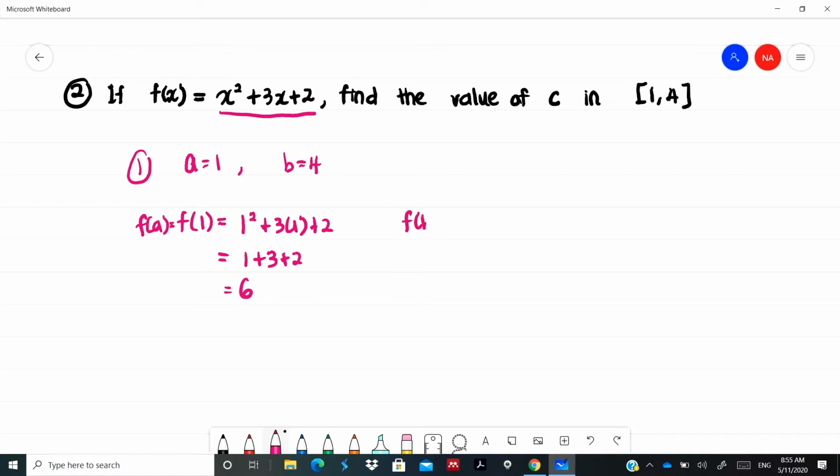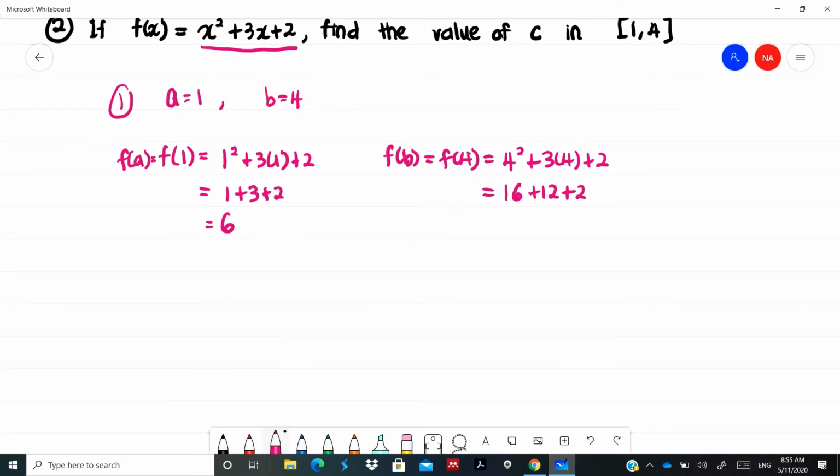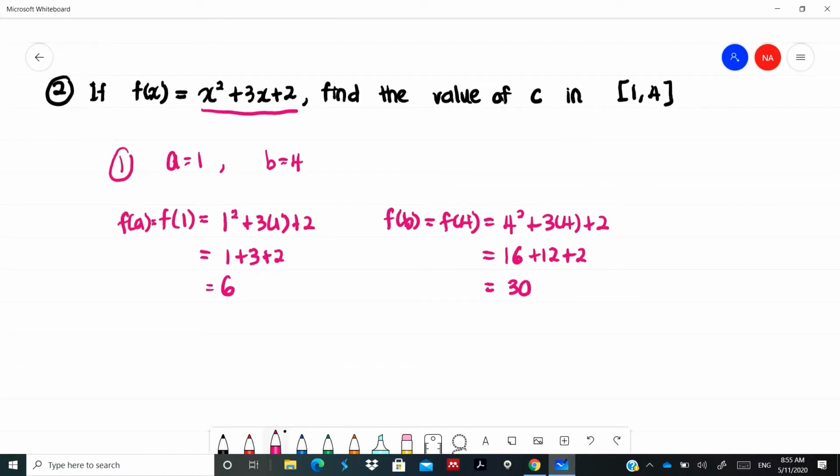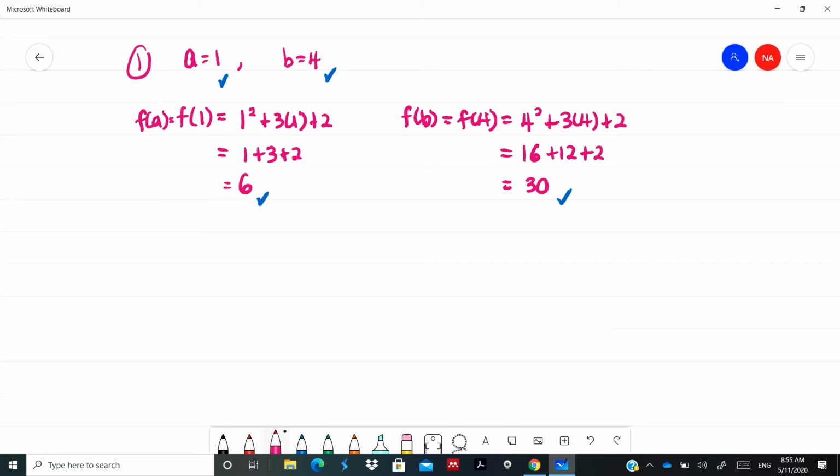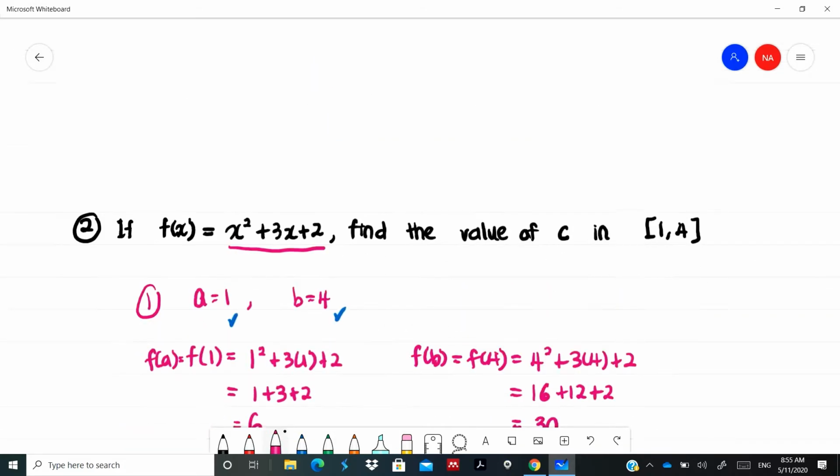For f of b, that is f of 4, which is 4 squared plus 3 multiplied by 4 plus 2. So we have 16 plus 12 plus 2, which is 30. So we have the value of a, the value of b, f of a, and f of b. The next step is to find the derivative of f of x.